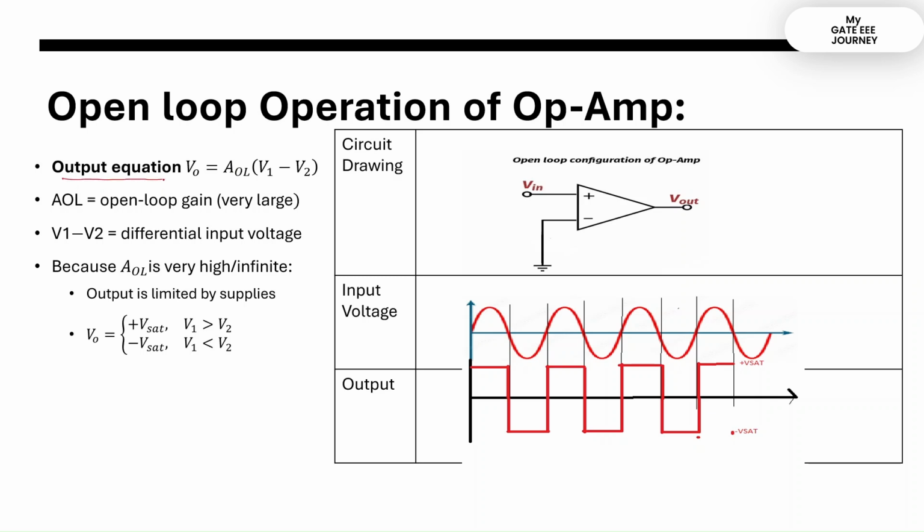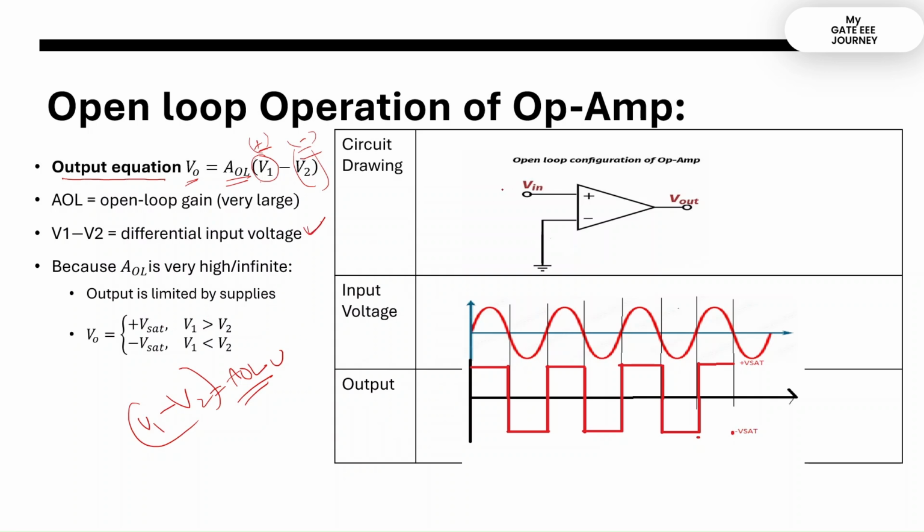We know output equation is V0 is equal to open loop gain into V1 minus V2. Here V1 generally you take positive voltage applied across the positive terminal. V2 is voltage applied across the negative terminal. And V1 minus V2 is the differential input voltage. Our operational amplifier takes the differential voltage of the input and amplifies it to the value which is multiplied by open loop gain.